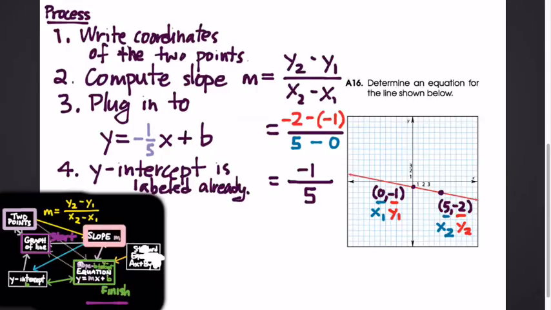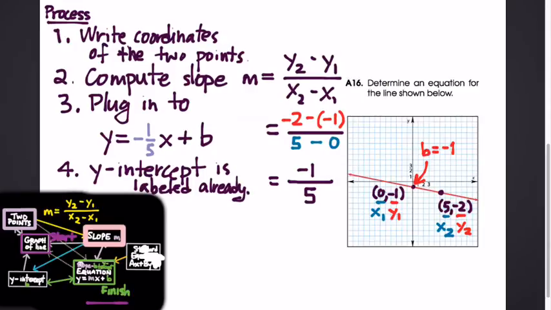For the y-intercept, it's already been labeled for us. It's the point on the y-axis in this example. So what's the value of b for our line? Negative 1. The y-coordinate of the point at which this intercepts the y-axis.